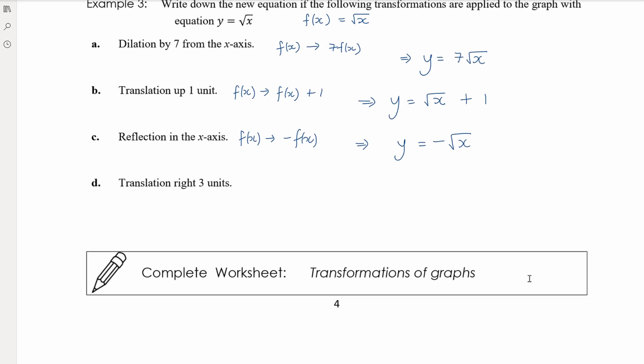And then translation to the right by 3 is when f of x becomes f of, now remember it's x minus 3, not x plus 3 when we go to the right. So this time we're replacing the x part of the function with x minus 3. So this is going to become y equals the square root of x minus 3. So if we're translating left or right, the addition or subtraction goes in underneath the square root, whereas up and down in part B, the addition or subtraction goes outside of the square root.